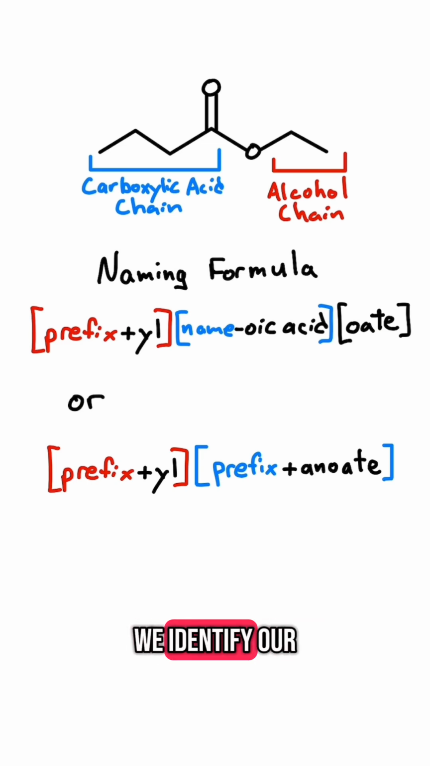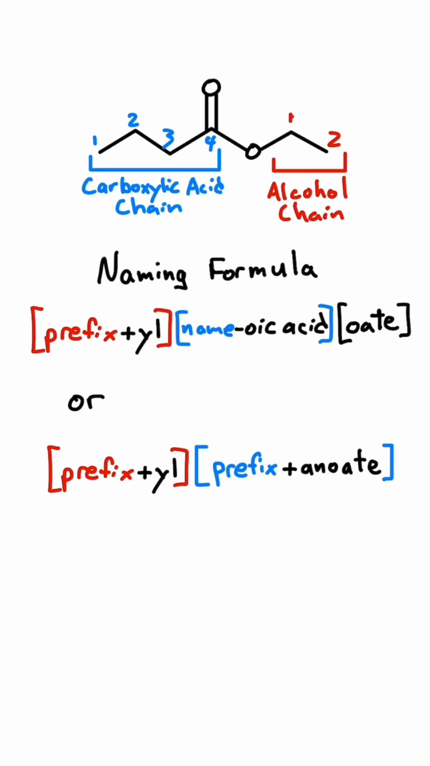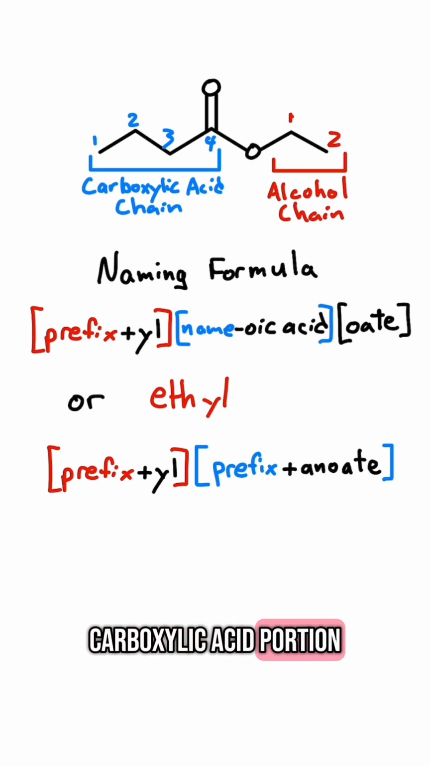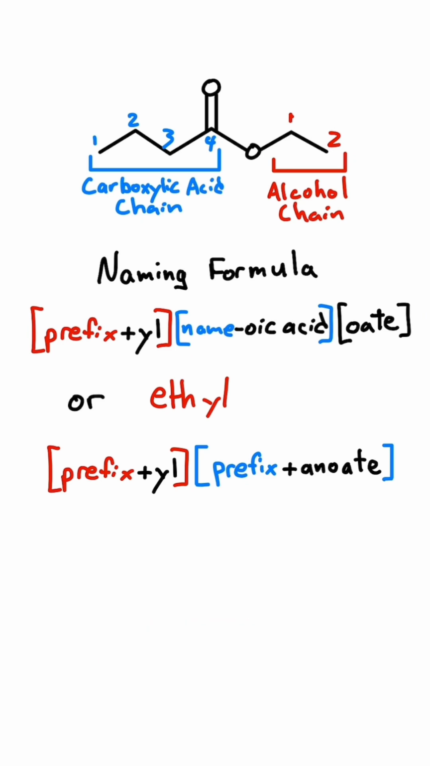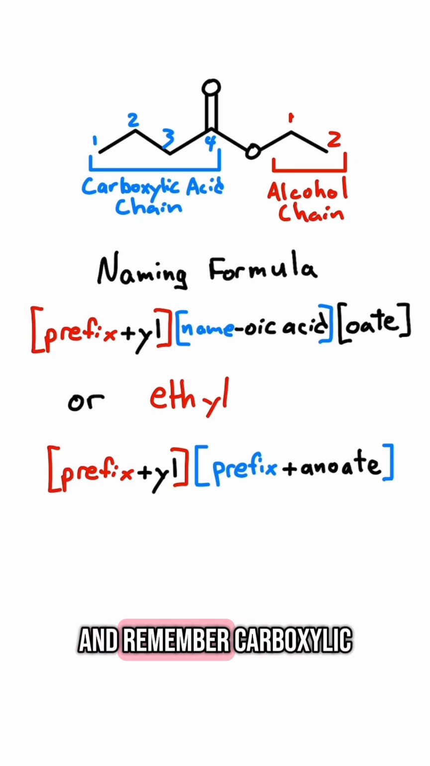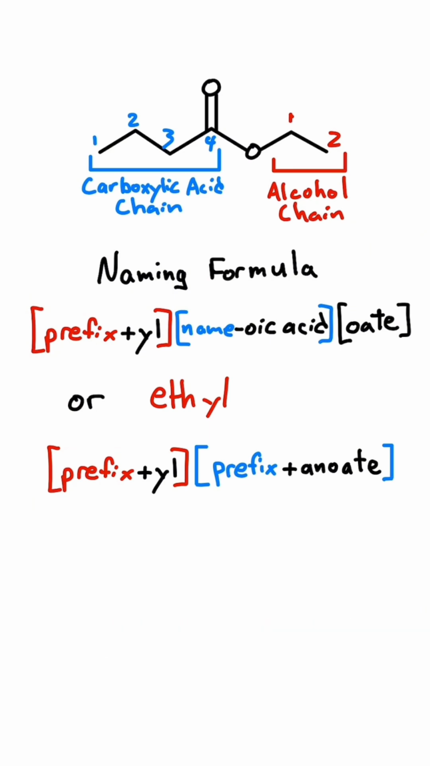So first off, we identify our carboxylic acid chain here. And we're going to number those carbons, 1, 2, 3, and 4. Then we're going to number the carbons on our alcohol chain, 1 and 2. So we're going to start first with the alcohol chain portion. And we take the prefix for our alcohol chain. We have 2, so it's going to be eth plus yl, so ethyl. And then in the carboxylic acid portion, we have 1, 2, 3, 4. So it would be butane. A four-membered carboxylic acid is butanoic acid.